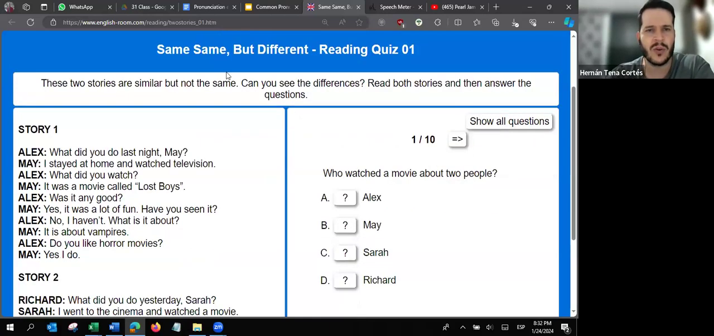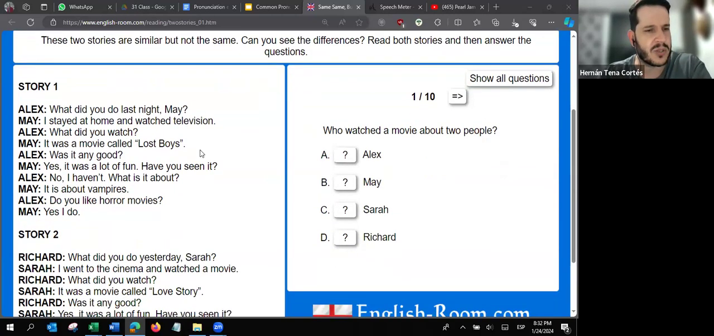Let's do that reading comprehension exercise now. But you know what I want to do? Since this is conversation class, I want to take this opportunity and I'm going to have you read the text, but we're going to take turns, okay? So Jennifer, in story number 1, you're going to be May. And Alfonso, can you please read Alex, okay? Remember, Jennifer, you are May, and Alfonso, you are Alex. So whenever you're ready, guys, you may begin.